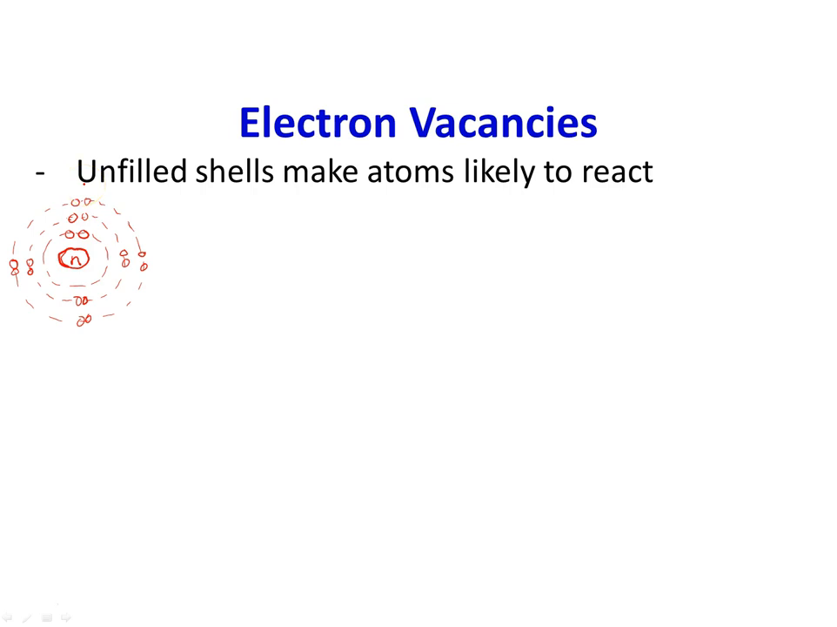So to review, because this is important for part 2 of this lecture, in order to be stable, the atom in its first shell must have 2 electrons, and in its subsequent outer shells, it must have 8 electrons.